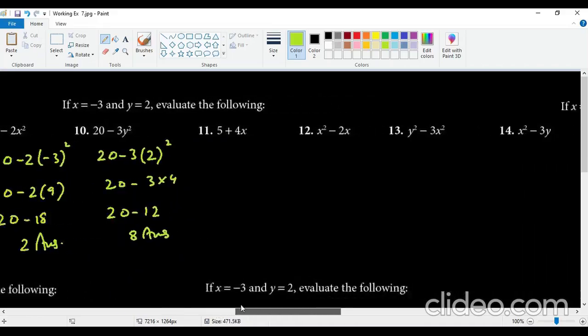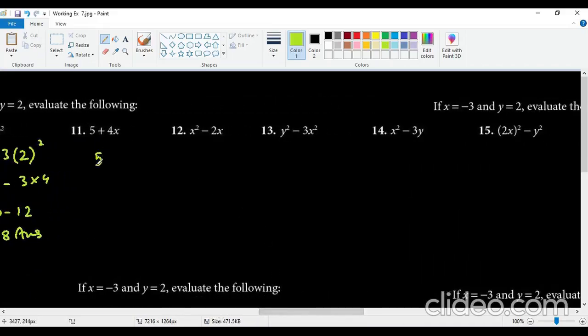Now comes question number 11. It says 5 is added to 4 times x, and the x value is -3. That means 5 minus 12. 5 minus 12 is going to give you a -7 as an answer. Now it says x square. X value is -3 square, -2 times x. The value of x is -3. So the first one is going to give you a +9, because -3 times -3 is going to give you a +9. As far as the second one, it is going to give you a +6, so this is going to give you a 15.